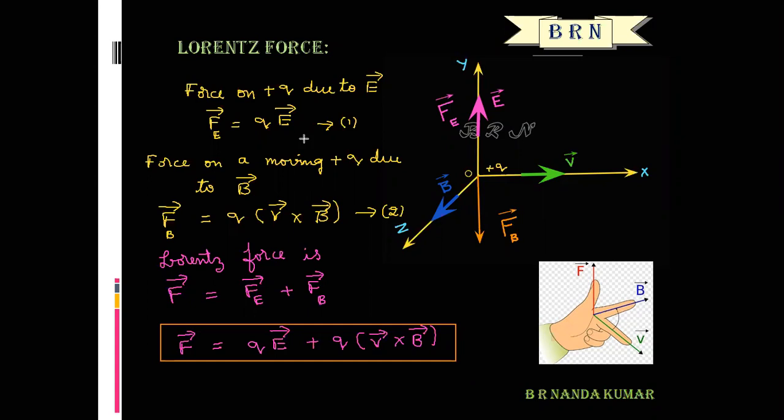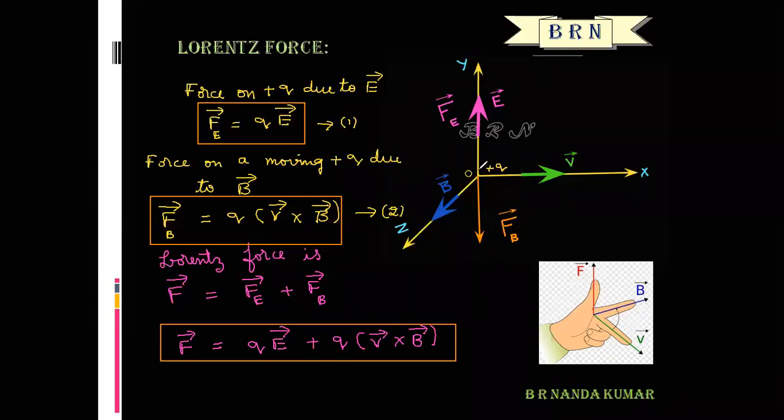This is the force acting on charged particle due to the electric field. This is Lorentz electric force, and this is the force acting on charged particle due to the magnetic field. So that is FB vector is equal to Q of V vector cross B vector, and this is the total force acting on charged particle, total force acting on charged particle due to electric field and the magnetic field.